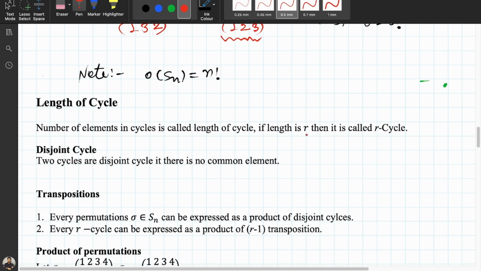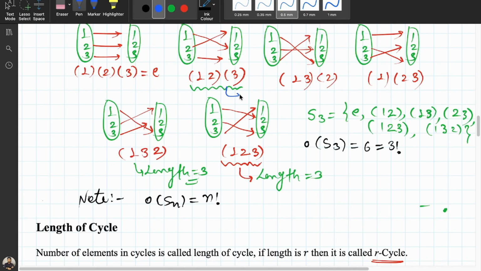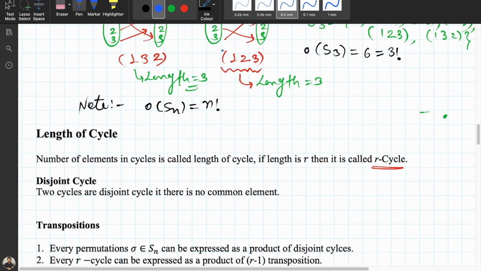If r is the length of the cycle, then we say it is an r-cycle permutation. So this is a 3-cycle permutation. What is the length of this? From here we can simply say the length of this cycle is 3. And for this one, the length of the cycle is 2 only. For this it is 2, for this it is 1, because we are considering only the simple case.